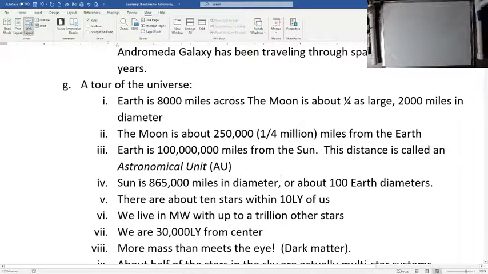I'll say this one, and I'll go to some pictures. The Sun is about 865,000 miles in diameter. Remember, that's about 100 times the Earth's diameter, a little more, maybe 108.